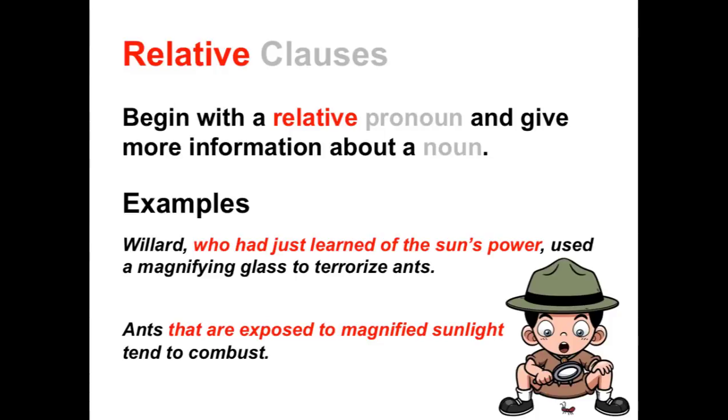Now look carefully at these two relative clauses. How are they different from one another? I hope that you notice that one is enclosed in commas while the other is not. So why do we use commas for one but not the other?